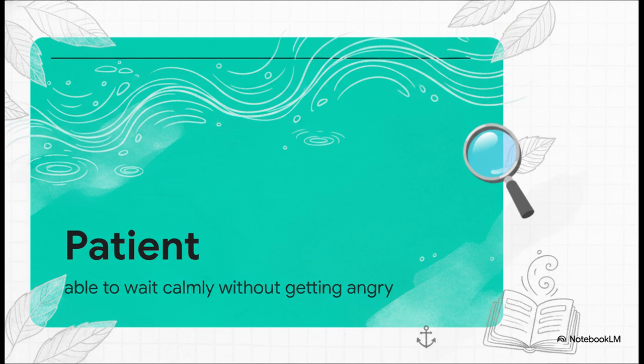Let's define that word, patient. It means being able to wait calmly without getting angry or frustrated. Ethan attributes all of his life-saving knowledge to this one trait. He possessed the rare ability to wait calmly, day after day, just listening to the water without demanding immediate answers.